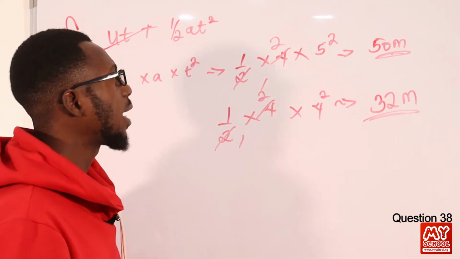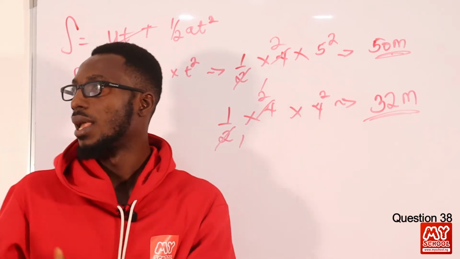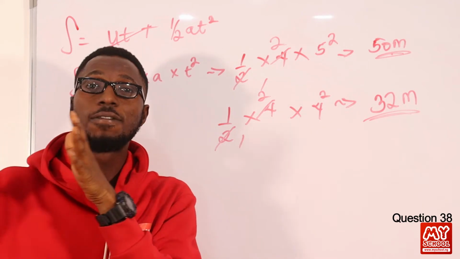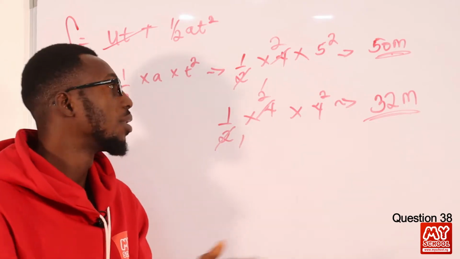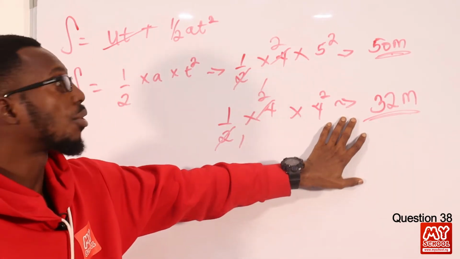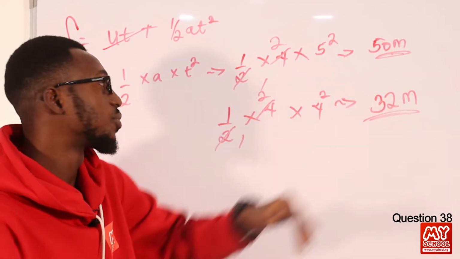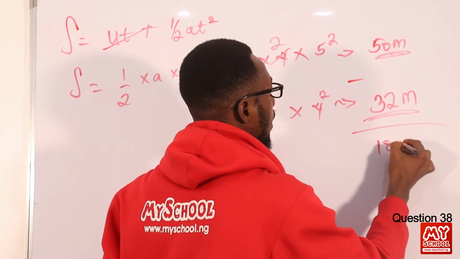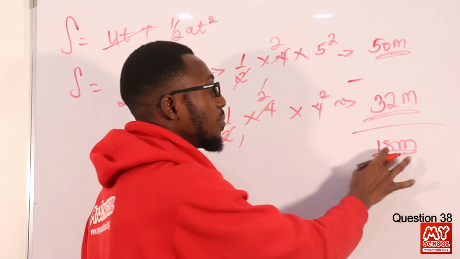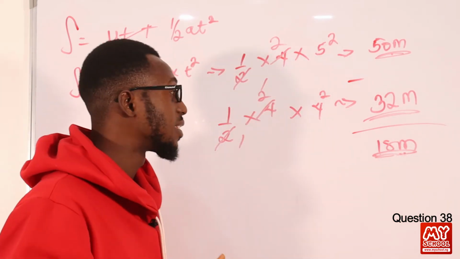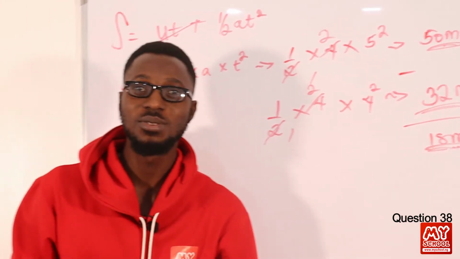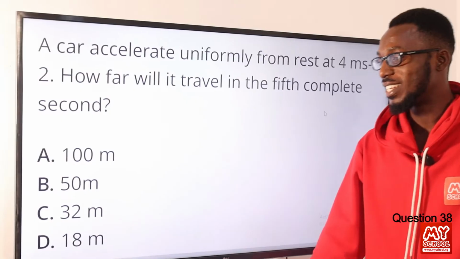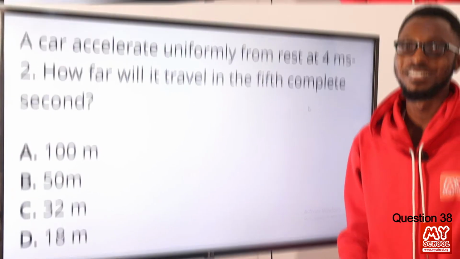We are asked how far it has traveled in the fifth complete second. So that is from the 4th second to the 5th second. What is the distance? You just subtract: 50 minus 32 gives me 18 meters. So it has completed 18 meters in the fifth complete second. Let's go back to the screen to pull out 18. Yeah, option D. So option D is very correct.